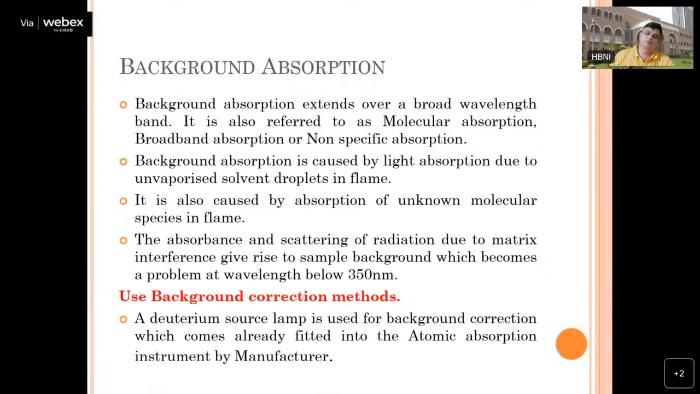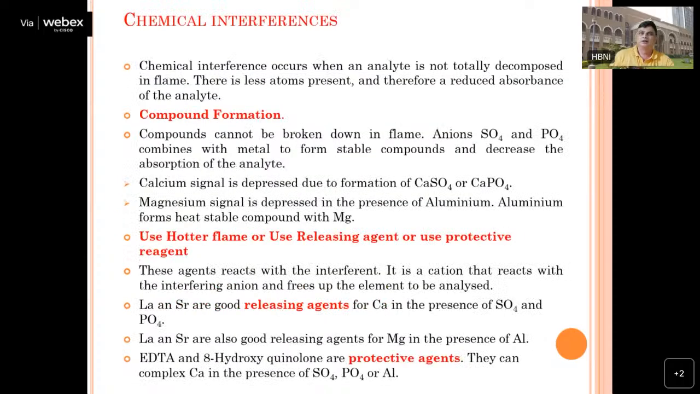Only if you are not getting a proper calibration curve, you can ask to carry out Zeeman corrections or Smith-Hieftje corrections or this continuous source correction, that is the deuterium lamp. So that's how you can avoid these background corrections.